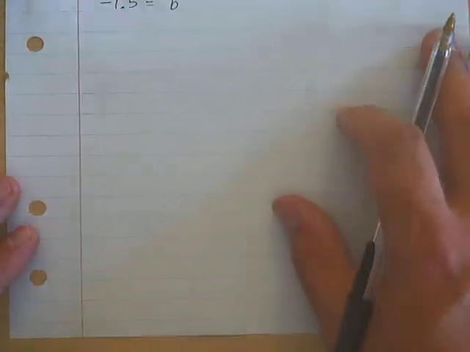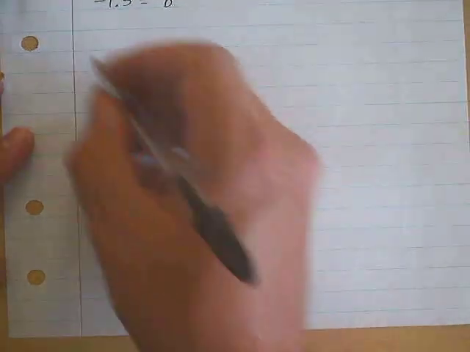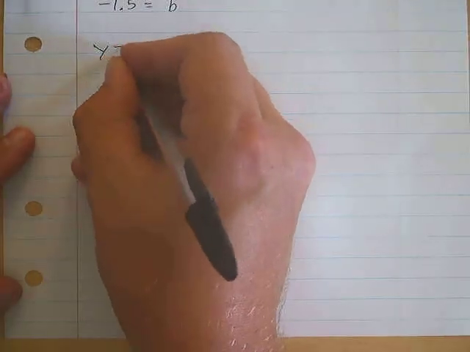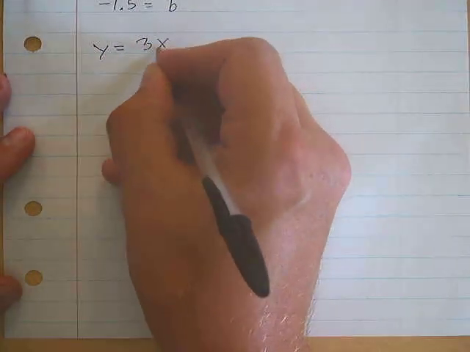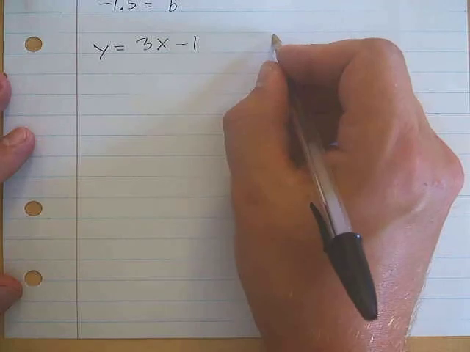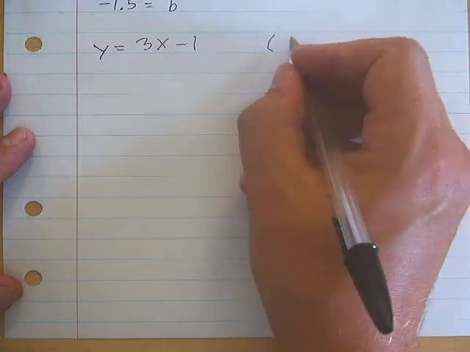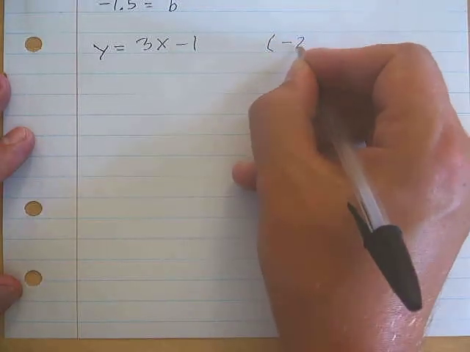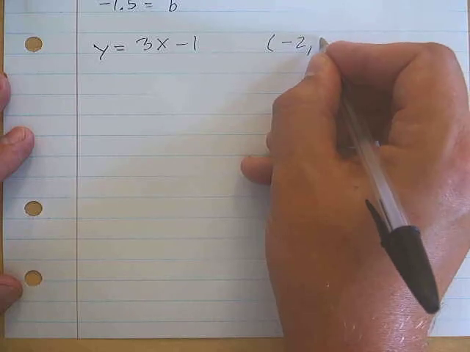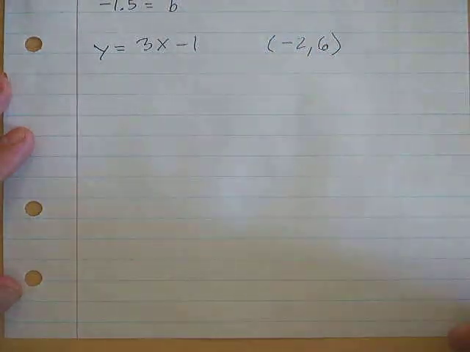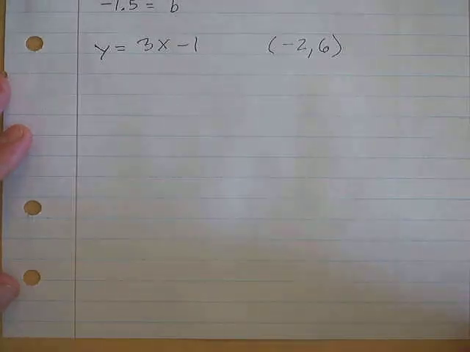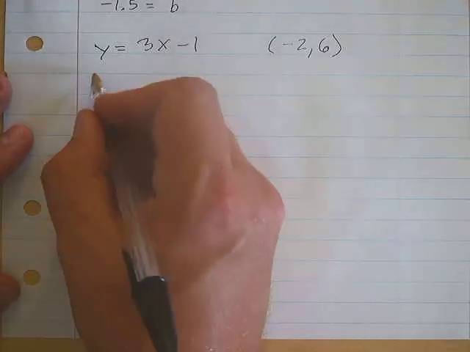Would you like to see one more of those? I bet you would. So let's show you one more. All right, let's start off with y equals something different. 3x minus 1. Let's say we wanted to go through the point (-2, 6).